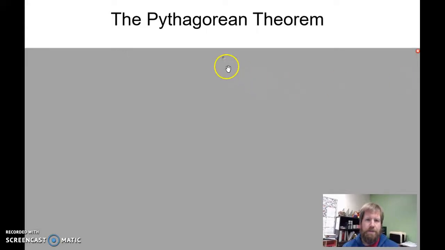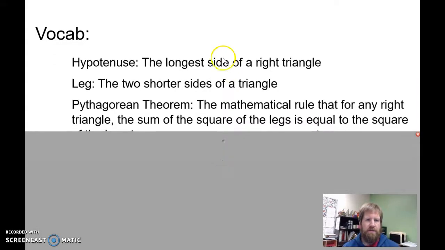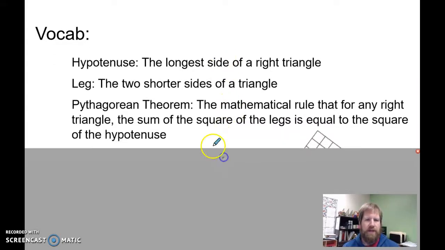The Pythagorean theorem. So we have just 3 vocabulary for this lesson, but it's a very important lesson. A lot of different types of math are built on the Pythagorean theorem. The first 2 vocabulary terms are from right triangles. If you have your right triangle, it'll look something like that. The hypotenuse is going to be the longest side. So in this case, this is going to be the hypotenuse.